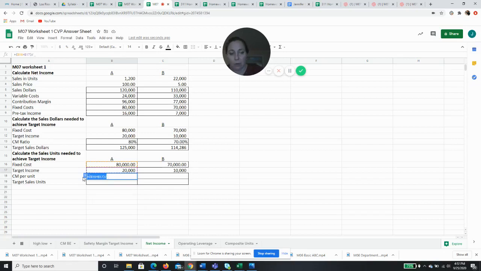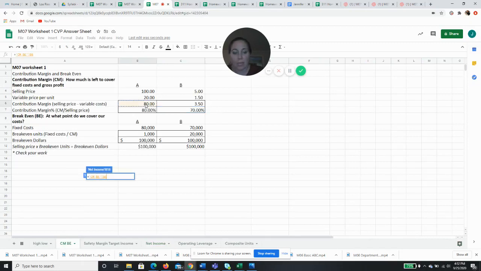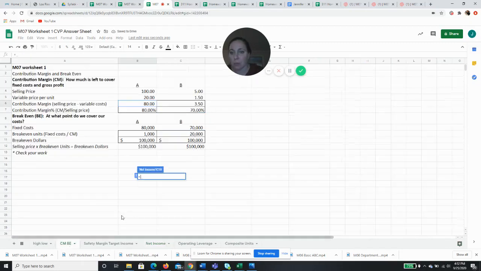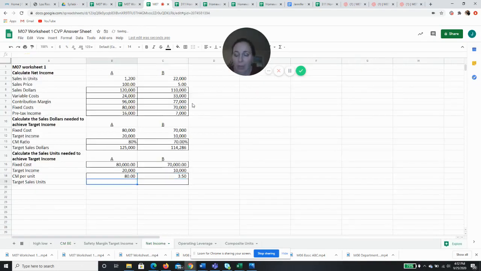I put the wrong thing in here. First, I need to put in my contribution margin, which we said was over here, $80 for product A. And for product B, our contribution margin was $350. Okay, now we go back.